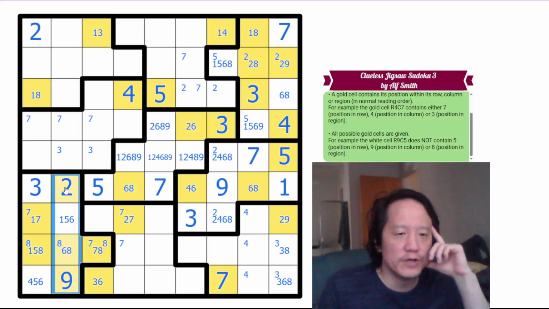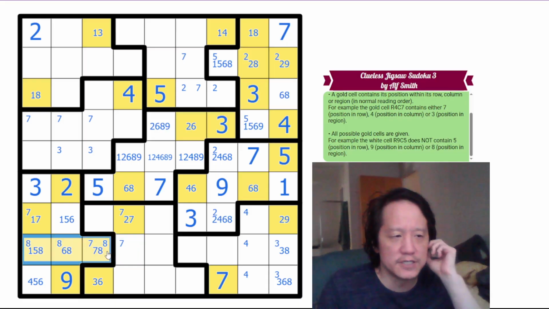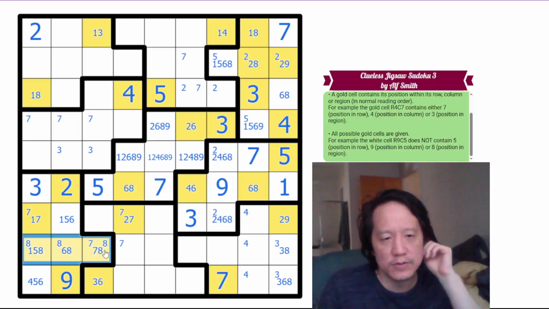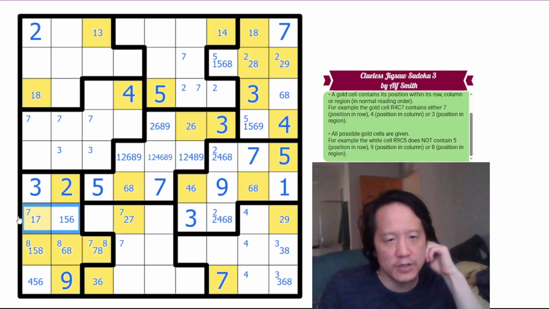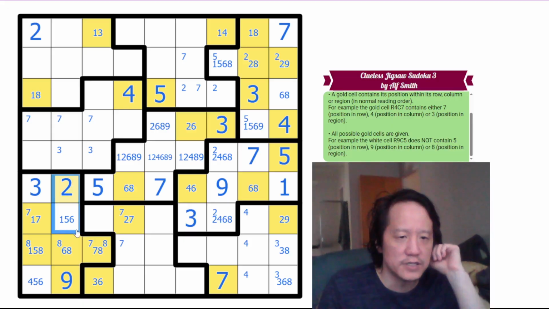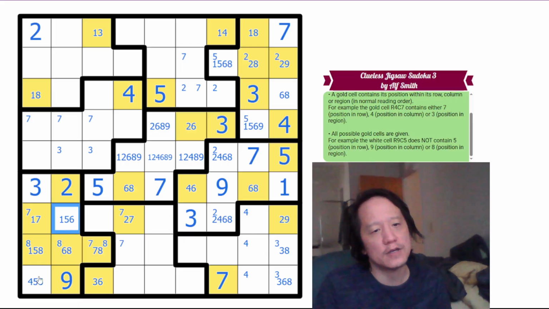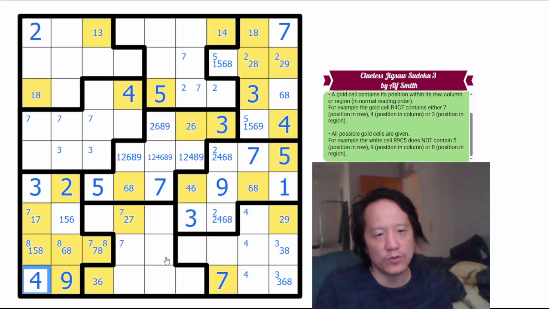Where's the 4 in region 7? The only place, it can't be here because it doesn't match the gold setting, right? So, and it can't be here because it doesn't match the gold, and it can't be here because it's white, and that would be 4 would force that to be non-white, so this must be 4 here.